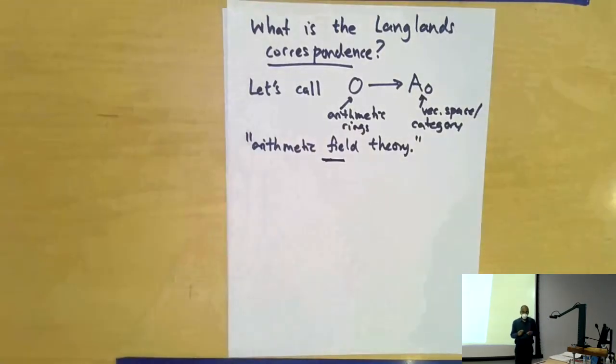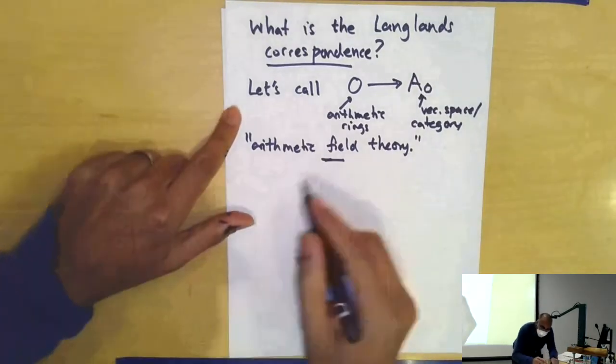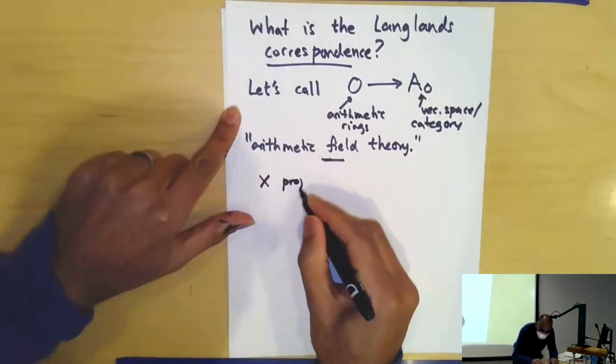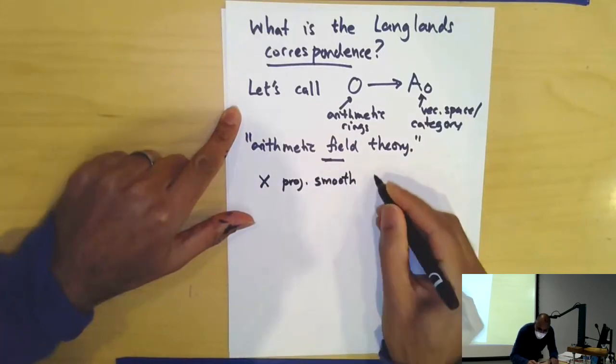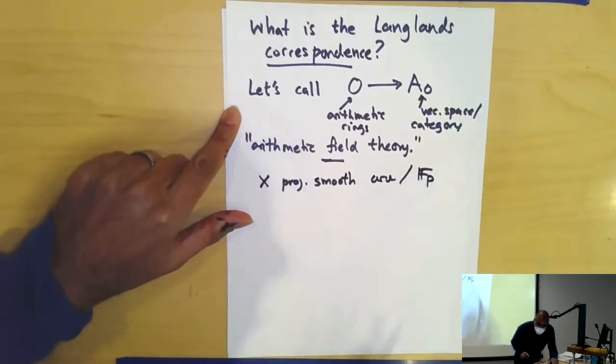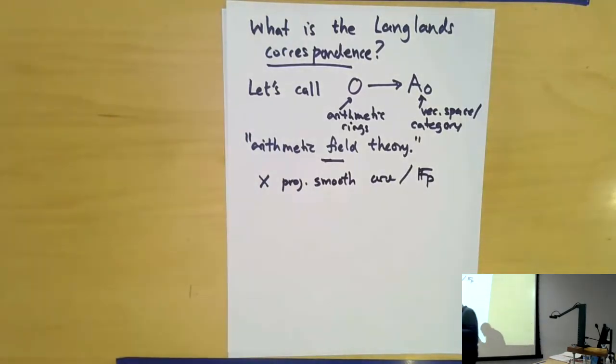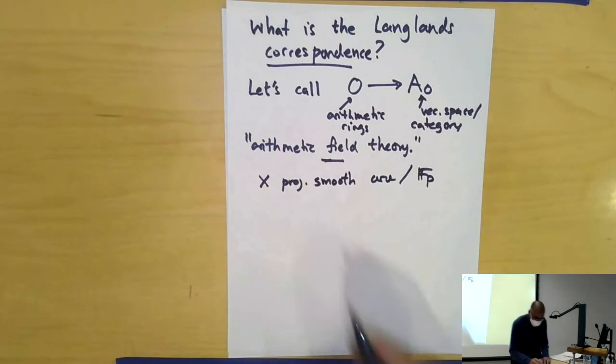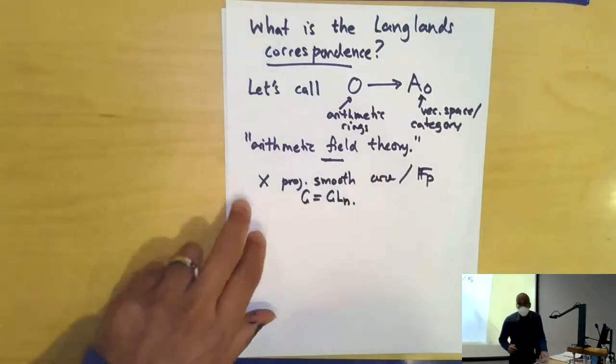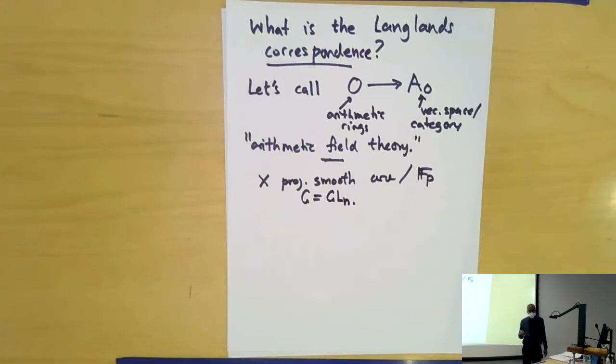Now, let's talk about the Langlands correspondence. The simplest situation where we can discuss it is the situation of Jiwei's talks. It's the cleanest, so let's do that. Let's take X, a projective smooth curve over F_p, and let's take the group GL_n. The standard issue Langlands correspondence, which is proved here by Drinfeld for n equals 2 and Lafforgue in general, is that there's a bijection between cuspidal automorphic forms and Galois representations.